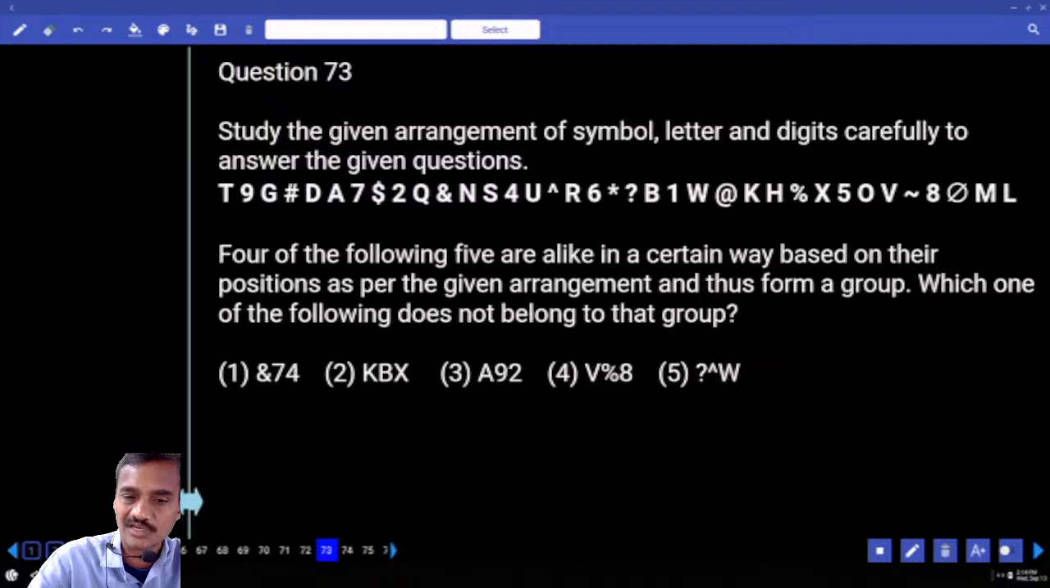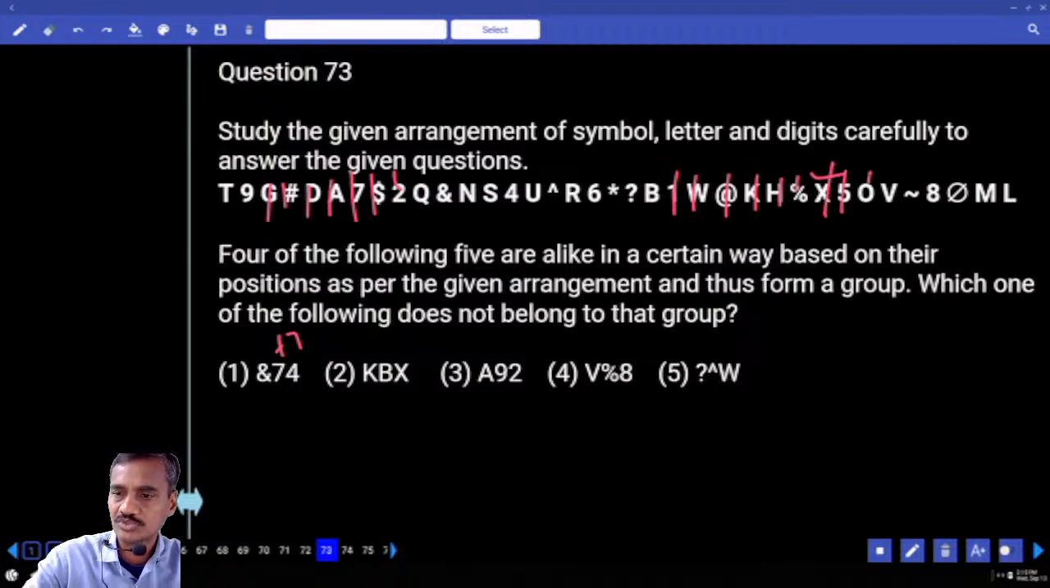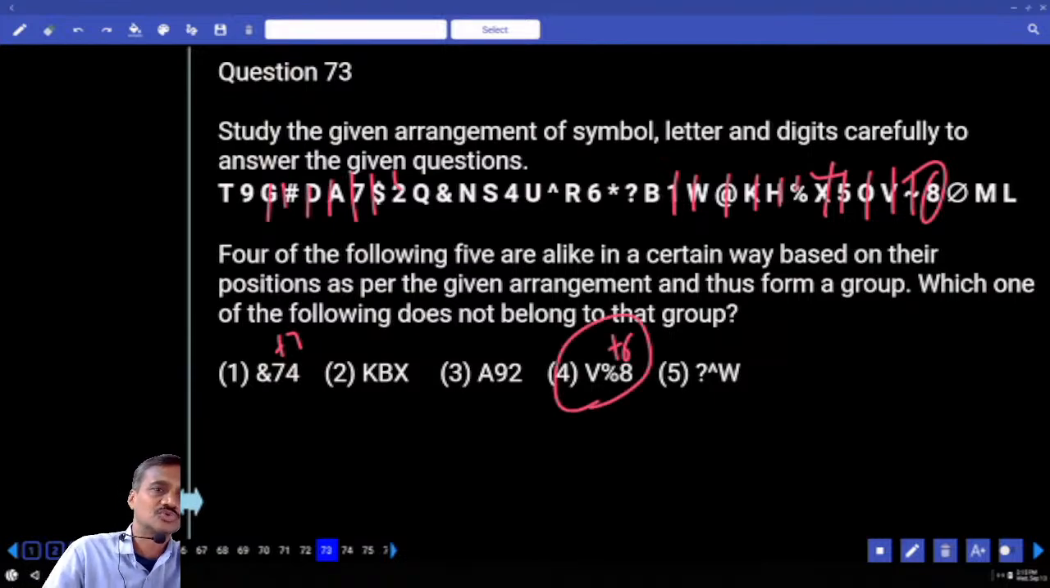Then checking the second element here, 7 and 4: 1, 2, 3, 4, 5, 6, 7, plus 7. Now B and X, what is the difference between B and X? 1, 2, 3, 4, 5, 6, 7, plus 7. 9 and 2, from 9 to 2: 1, 2, 3, 4, 5, 6, 7, isn't it? Plus 7. And the next one, percentage and 8: 1, 2, 3, 4, 5, 6 only. The second element in choice 4 has a difference of only plus 6, and in the remaining it is plus 7, so choice 4 is the odd one, 73.